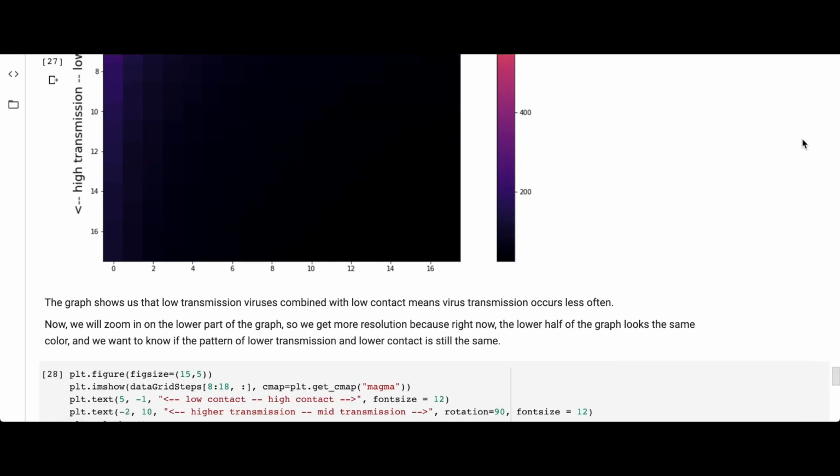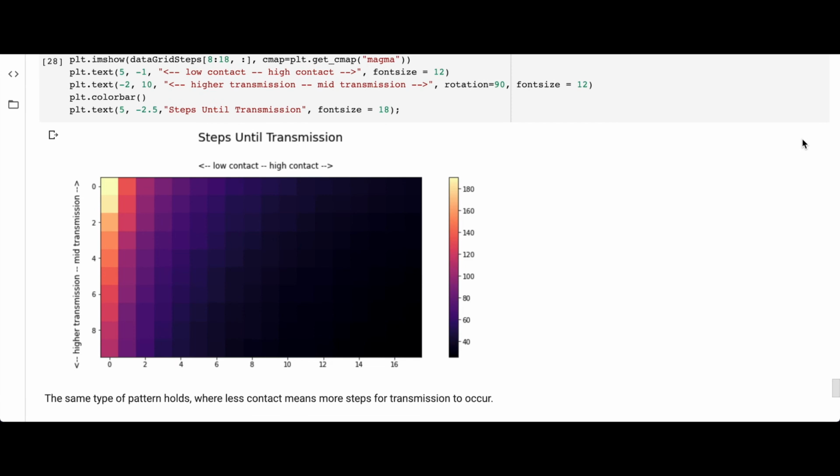We can see that less transmissible viruses take more steps to transmit, and less contact leads to more steps to transmission. Remember, we can't control how transmissible a virus is, but we can control our distancing. We can see here how distancing can be a powerful way to limit virus transmission.